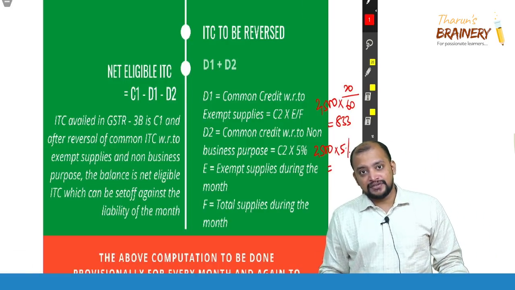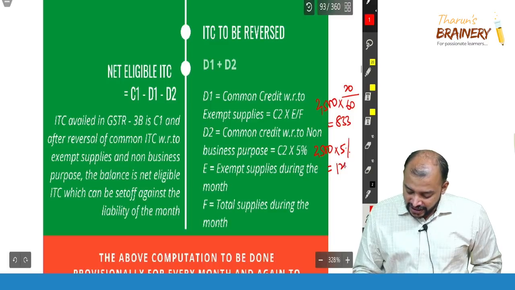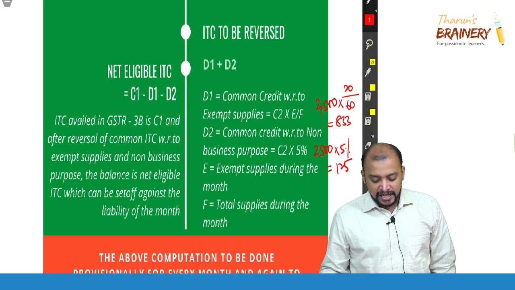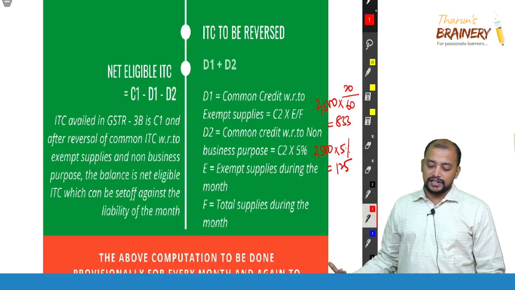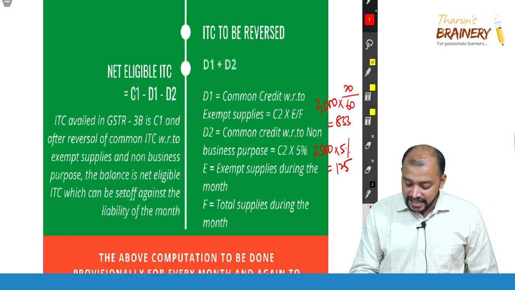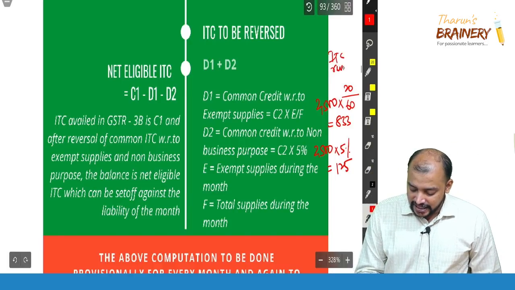2500 into 5%, that is 125, should be taken. So that is D2. D1 is 833, D2 is 125. And if you take it out, this is known as ITC reversed.